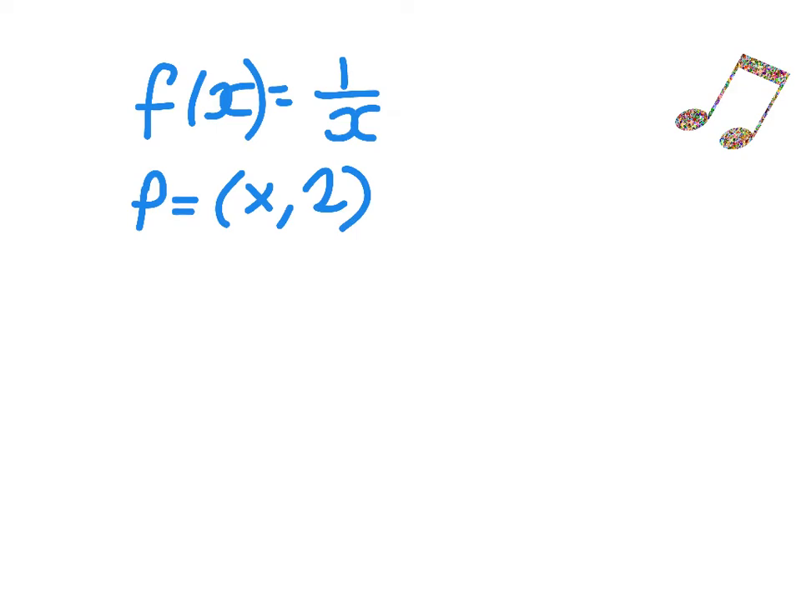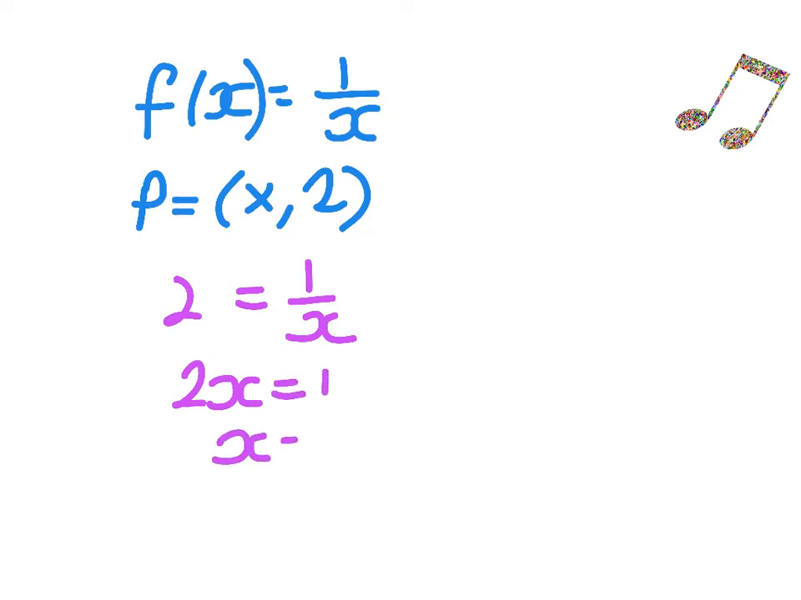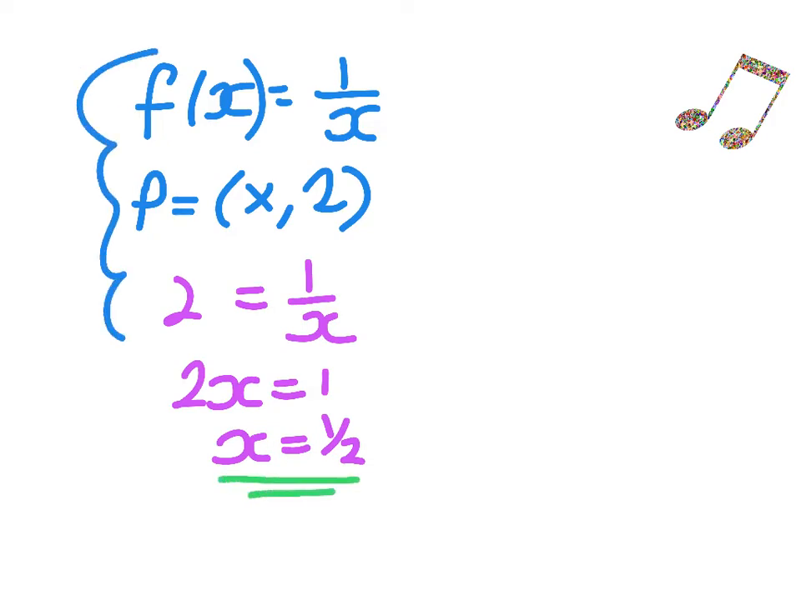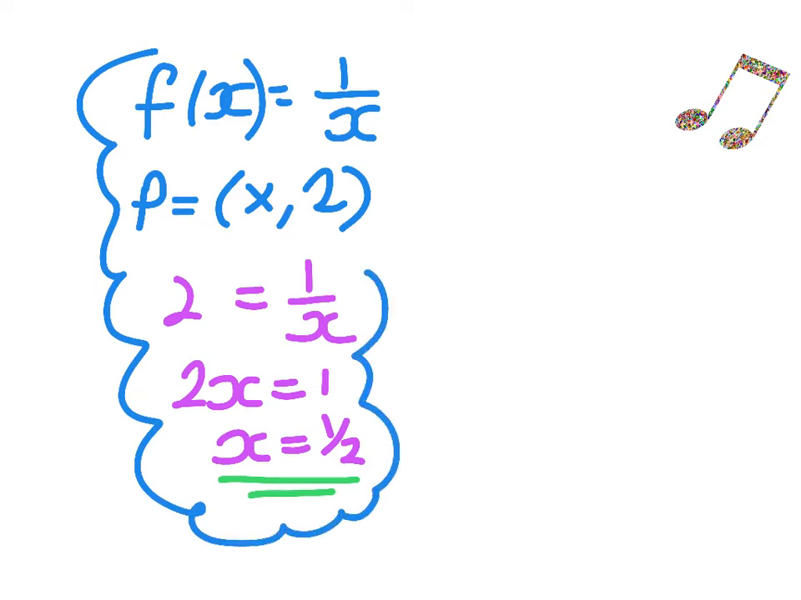So, similar to the last question, we've got one of the coordinates, we need to calculate the other one. So we're going to do that by using the original equation. So I'm going to calculate the x coordinate by substituting the 2 in. So 2 is equal to 1 over x, which means 2x is equal to 1, which means x is equal to a half. That's the first part. I've now got one set of coordinates for P.